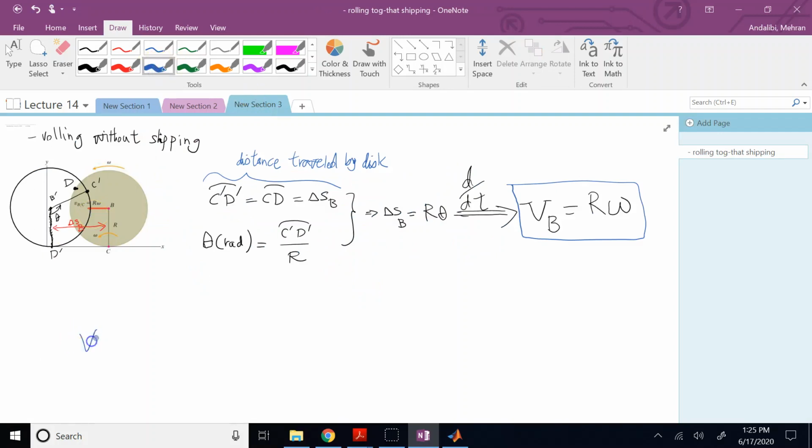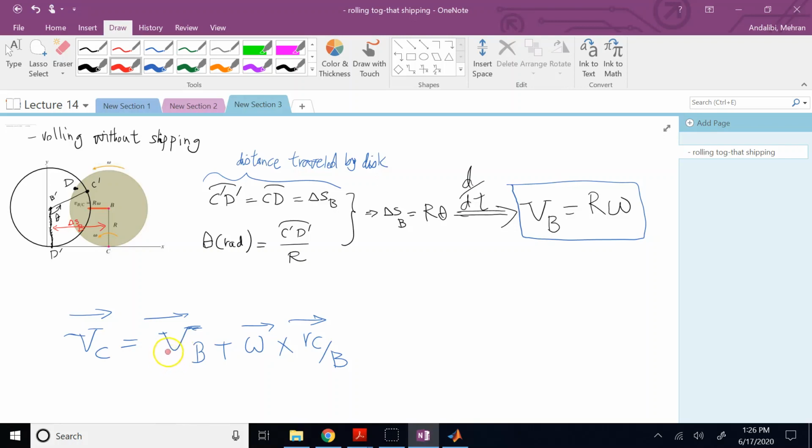So I want to write V of C, the contact point, is equal to V of B plus omega cross R of C with respect to B. Yes, I applied the generalized formula. Now, let's use this and write everything in vector notation, see what we get.